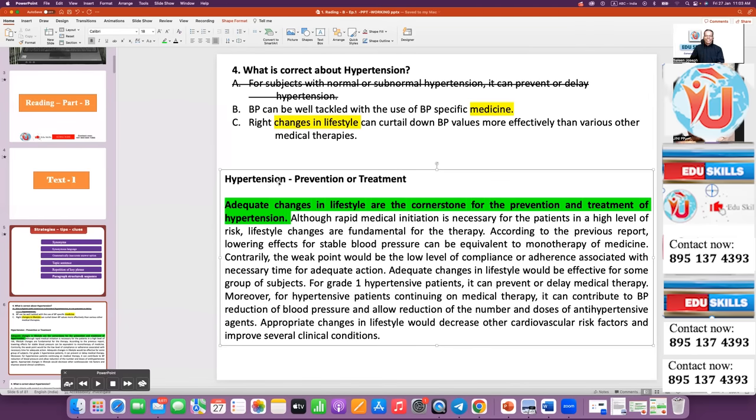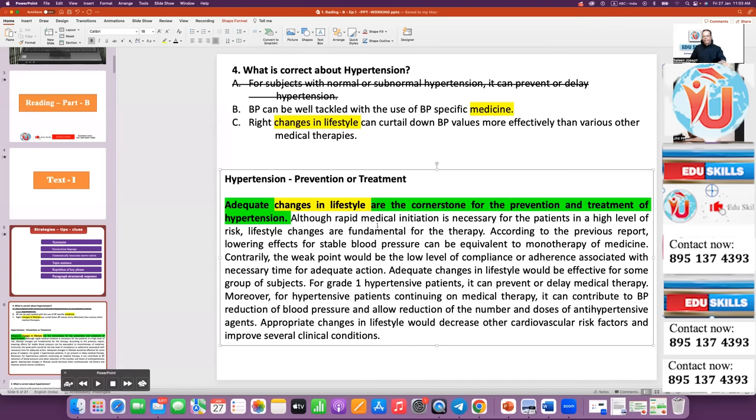Prevention. Adequate changes in lifestyle. Changes in lifestyle are the cornerstone for the prevention and treatment of hypertension. So lifestyle changes is the key phrase. The correct answer will depend upon the key word or the key phrase. So which option has the key phrase? Option C. Okay, let's check.